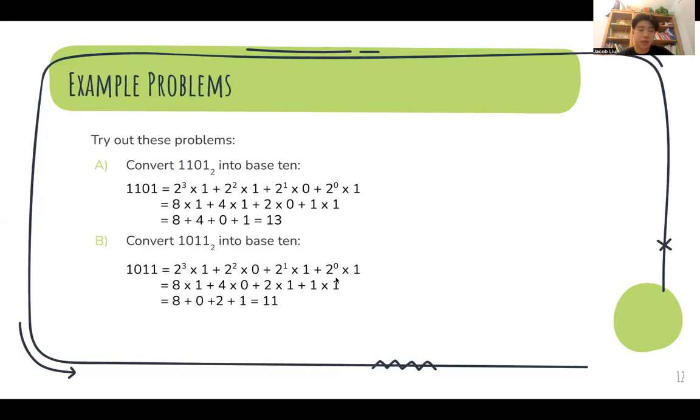So yeah, as you can see, you can go from right to left or left to right. Doesn't really matter, whichever one is easier for you.